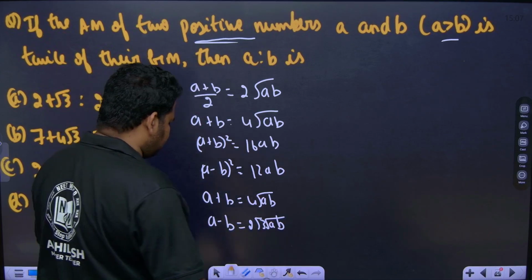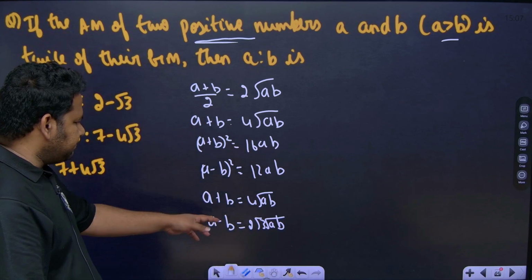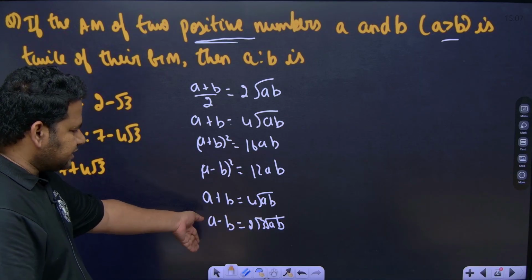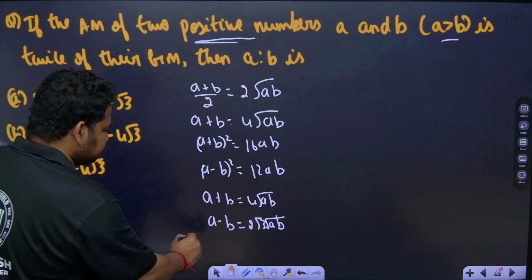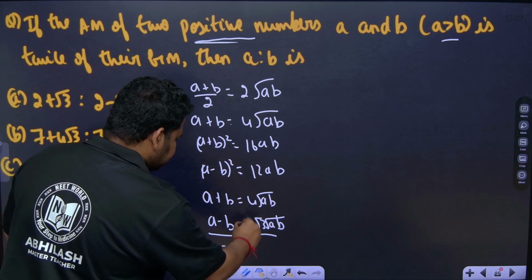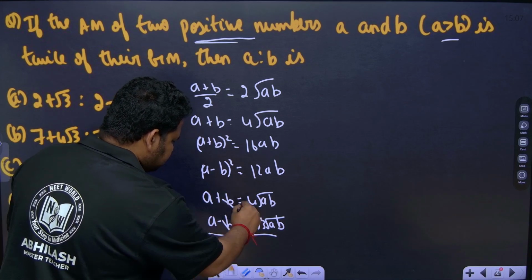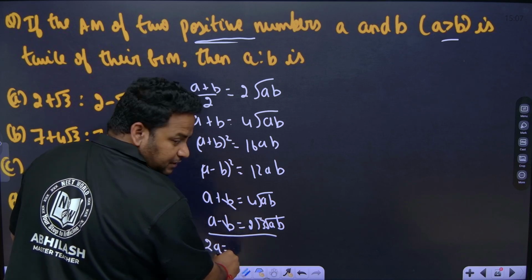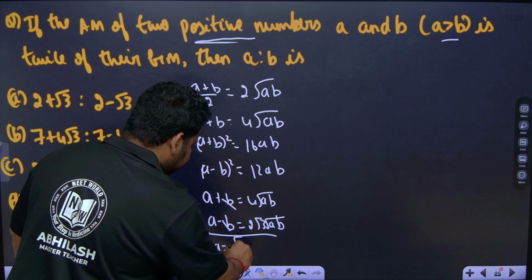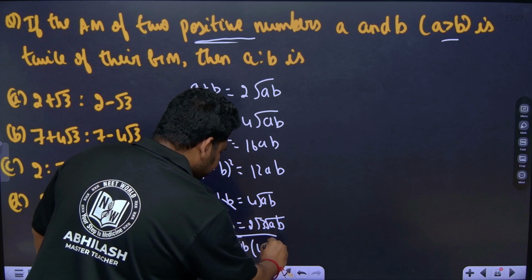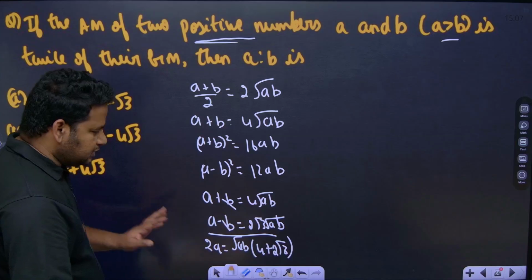Okay. Now I have a plus b and a minus b. Now what can I do? I can add both of these. I'll get 2 times a is equal to what? If I add, this will be 4 plus 2, and 4 root ab will be common. So root ab I can take as common into 4 plus 2 root 3. Correct? 4 plus 2 root 3.